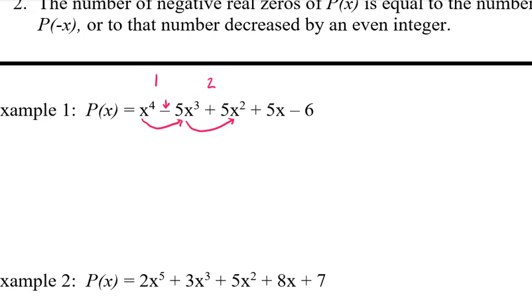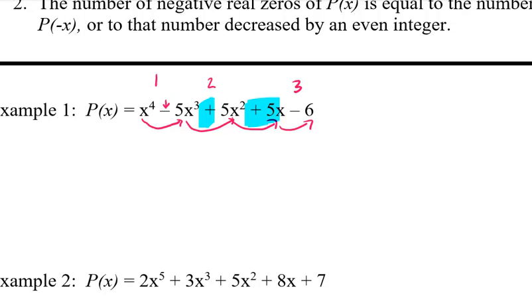So I got a sign change from the first term to the second term, and the second term to the third term. But if I go from the third term to the fourth term, there's no sign change, because this term is positive and so is this term. But when I go from positive 5x to negative 6, now I'm going from positive to negative, so that'll be my third sign change.